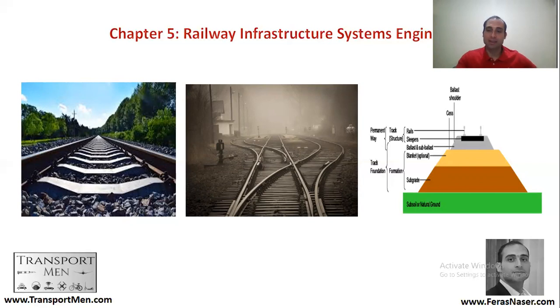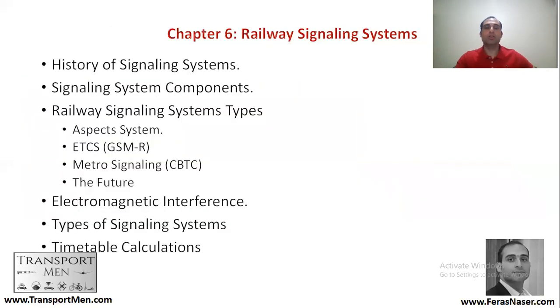And this is, by the way, the sub-grade and the sub-ballast. Sometimes they are called the embankment. And embankments are a major part of railway structures. So on the sixth chapter, we'll talk about the railway signaling system.